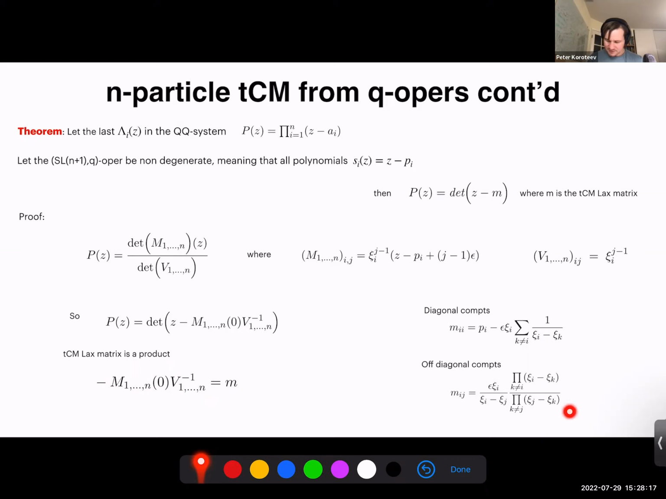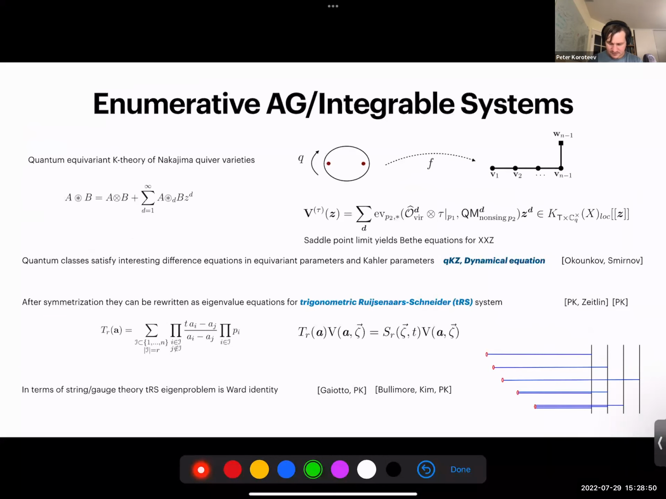Yeah, and then you can write it explicitly. These are the diagonal components, the momenta, and this is the potential. And the off-diagonal components look like this. You should think of zeta as the exponential of some x. So this is in fact sine or sinh, depending on the reality conditions, sine of x_i minus x_k. So the trigonometric Calogero has potential 1 over sine squared. Okay, good. So let's keep that.